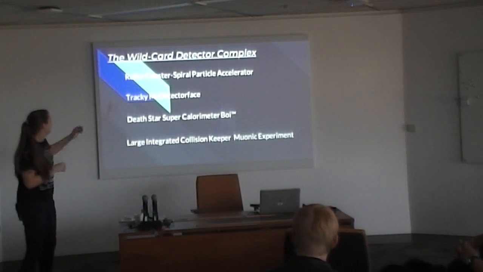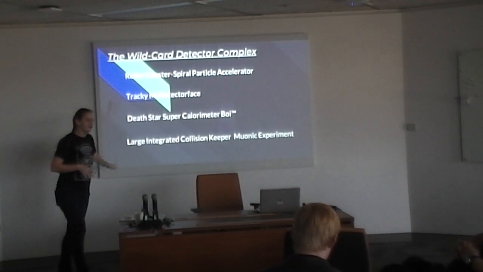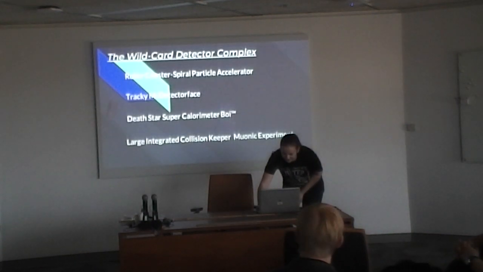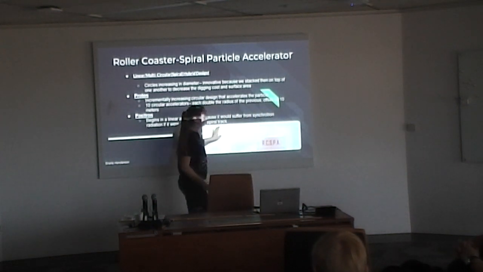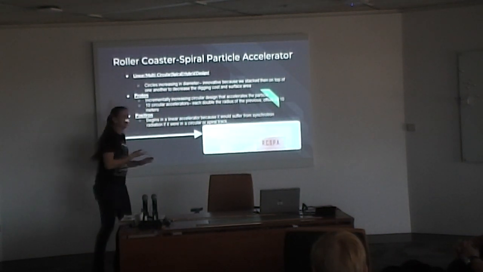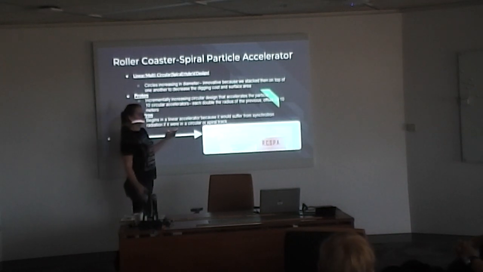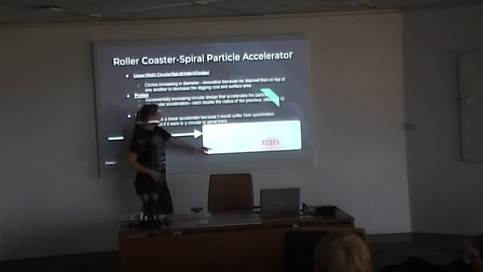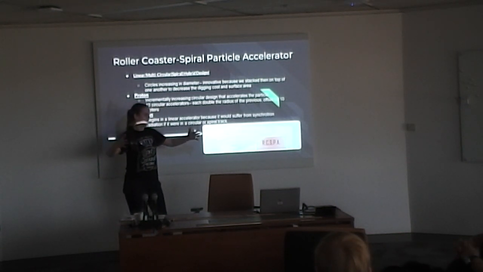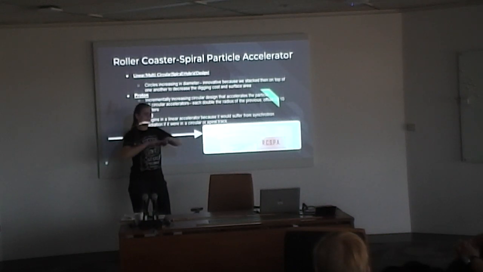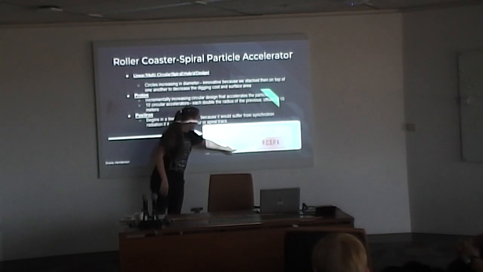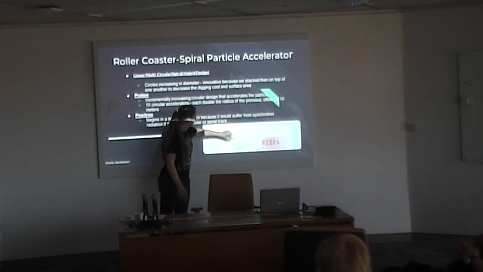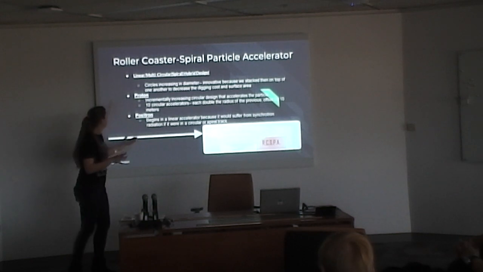Okay, so this is the wildcard detector complex consisting of these 4 parts. Our first part is the roller coaster spiral particle accelerator. As you can see, it is in the shape of a roller coaster, and that's the important innovation that we use because the shape of the roller coaster decreases the digging cost. Instead of spreading it out with smaller sequential pieces in a 2D-like plane, we have the smaller piece starting at the very bottom, 200 meters deep, and then it gets larger to the main accelerator.